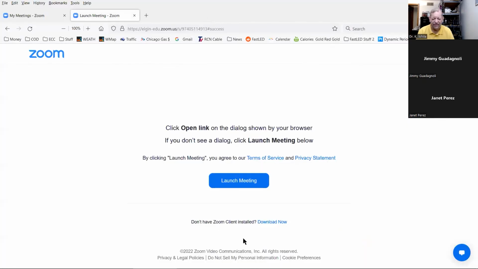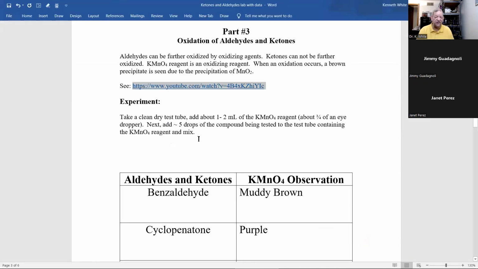Aldehyde. And you can look at that at your leisure again. But what you saw, and when we do it, we have more permanganate in there, it looks muddy brown. Now, for this experiment, you're going to put about 1 to 2 milliliters of the reagent, KMnO4, potassium permanganate, in a test tube, and then add about 5 or 6 drops of what you're testing.